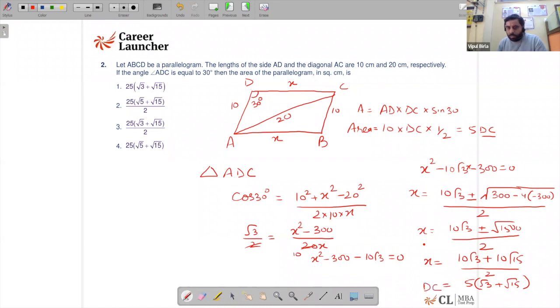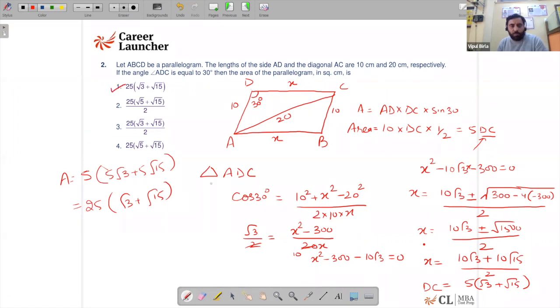Which is DC. Now I know the value of DC. So the area will be nothing but just plug in that DC out here. So the area will be equal to 5 times of this value, which is 5 root 3 plus 5 root 15, which is coming out to be 25 times of root 3 plus root 15, which is option number 1 is the answer.